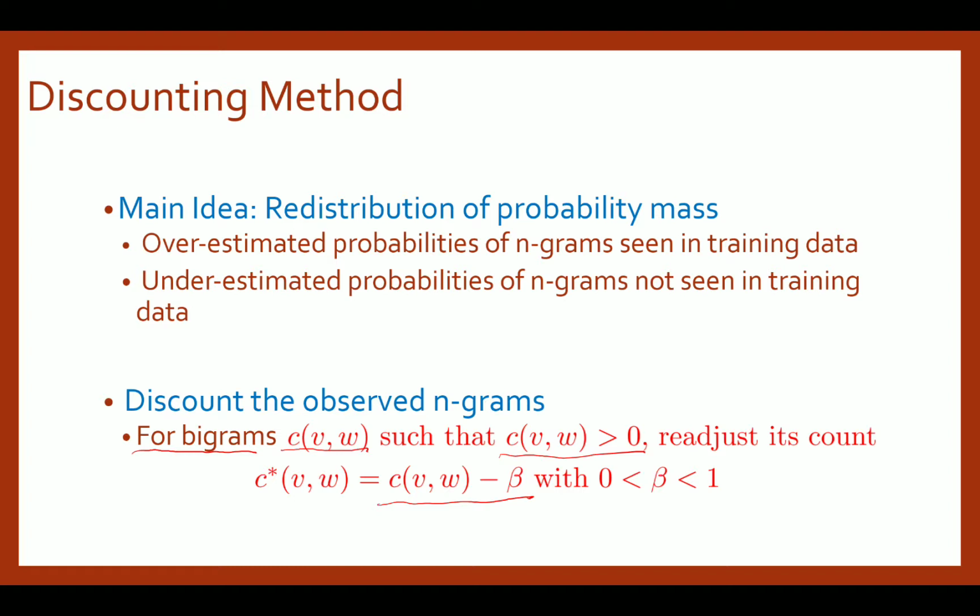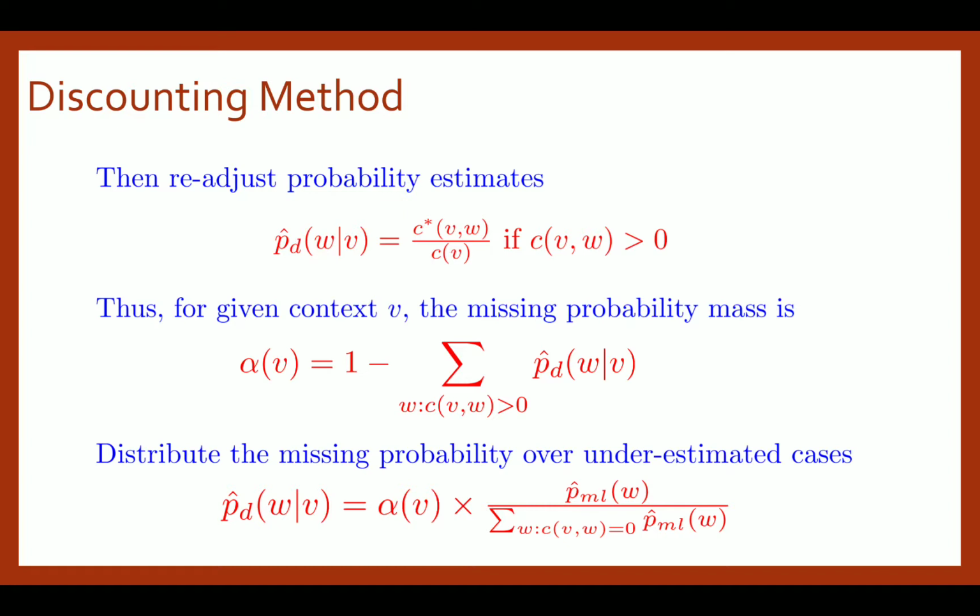For all such bigrams for which the count is greater than 0, so non-zero, we just do the absolute discount and subtract beta, and then for that particular bigram we are going to readjust its probability estimate. So now the probability estimate is given as the discounted count divided by how many times we are observing this particular context V.